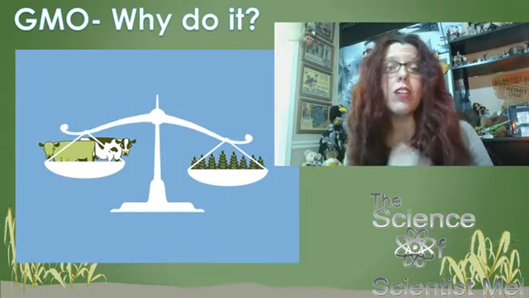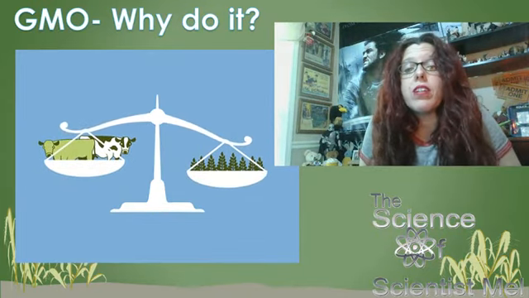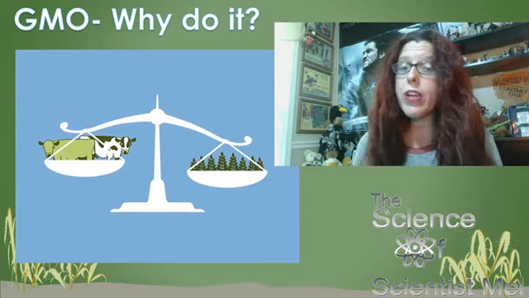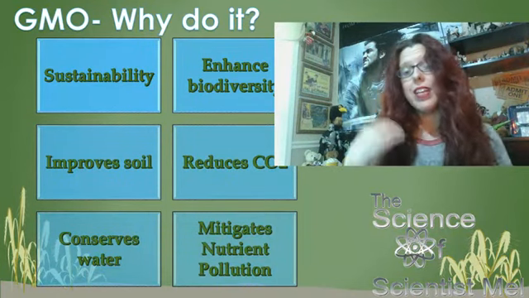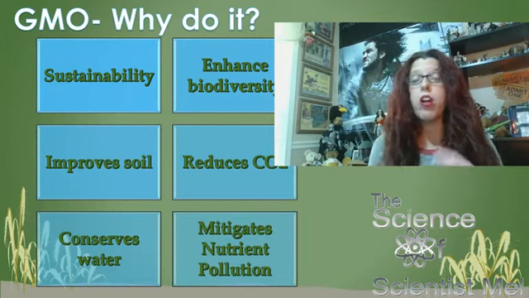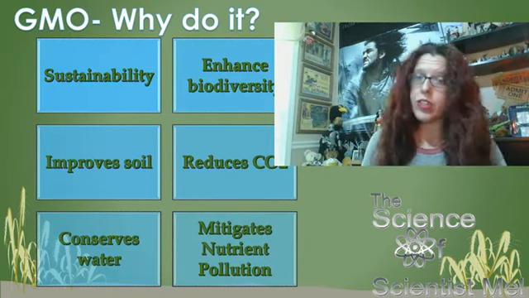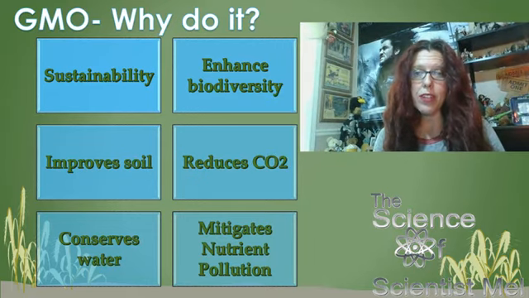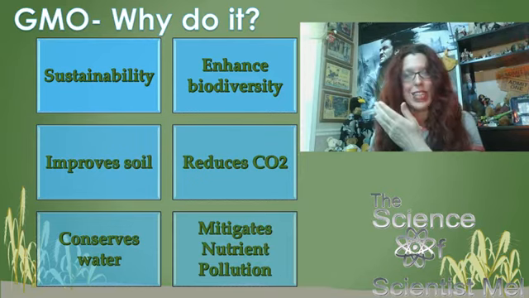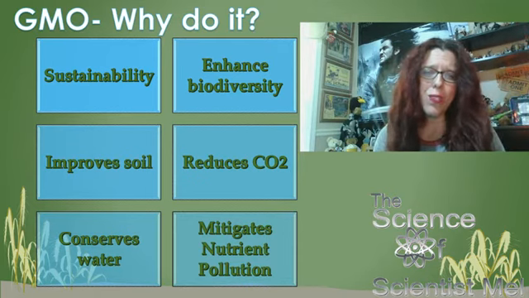So why in the world do we do this with genetically modified organisms? Why are we doing this? Why is it important and why do we care? Well, one good point is sustainability. Some topics that I'm going to cover are sustainability, enhancing biodiversity, improving soil, reducing carbon dioxide footprints. It conserves water, and it also mitigates what we call nutrient pollution. So these are six different ways that we see GMO is helpful. Here, let me make my screen a bit smaller. There you go: enhance biodiversity, reduces CO2, mitigates nutrient pollution, sustainability, improves soil, and conserves water. So I'm going to talk a little bit about all of these different things.